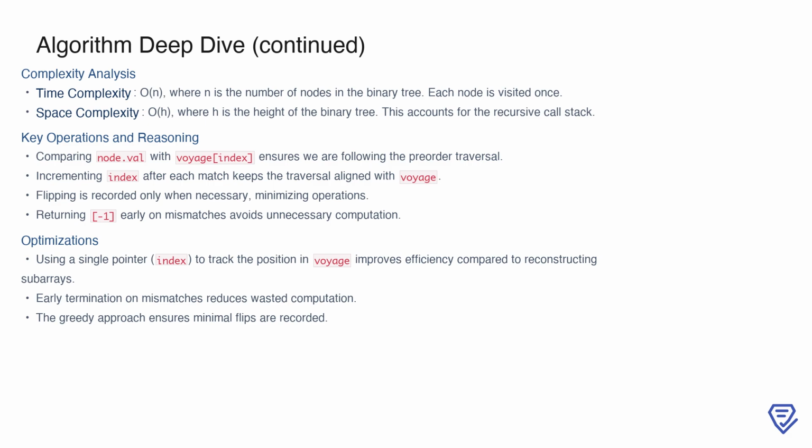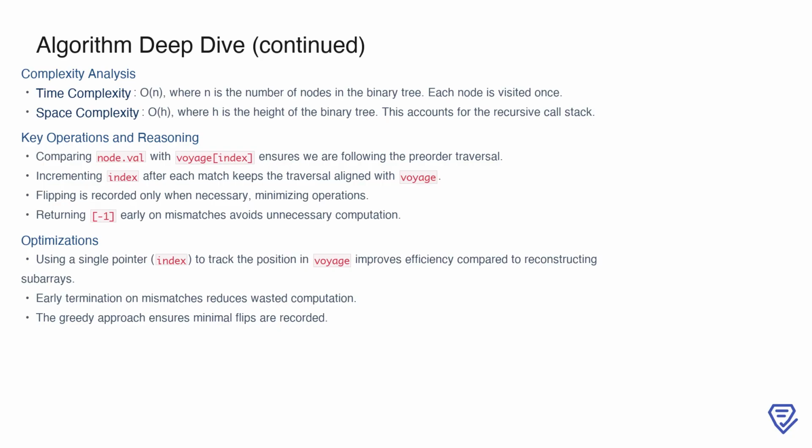To analyze the complexity, the time complexity is O(n), where n is the number of nodes in the tree. This is because each node is visited exactly once during the traversal. The space complexity is O(h), where h is the height of the binary tree, as this accounts for the recursive call stack. Key operations include comparing the node value with voyage index to ensure alignment and incrementing the index pointer to progress through the voyage.